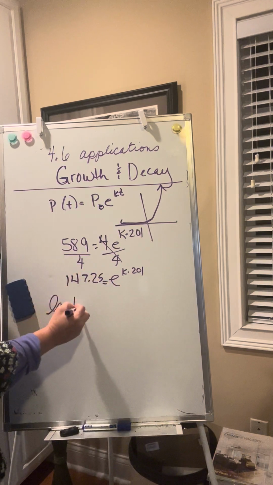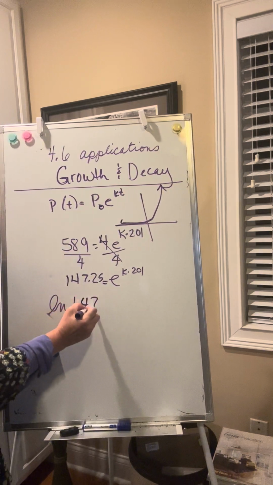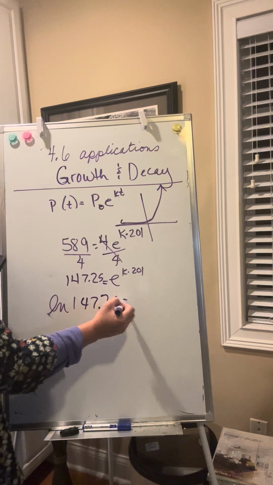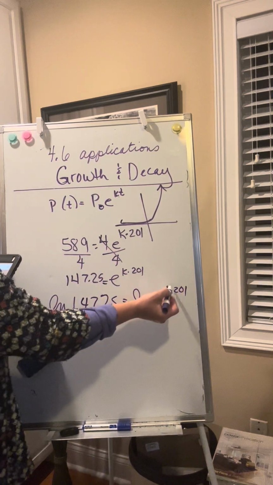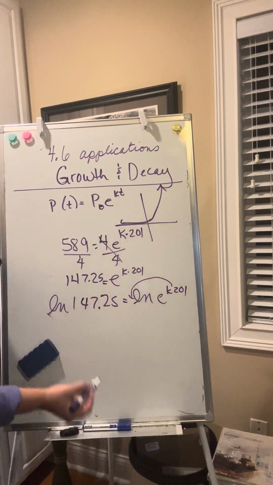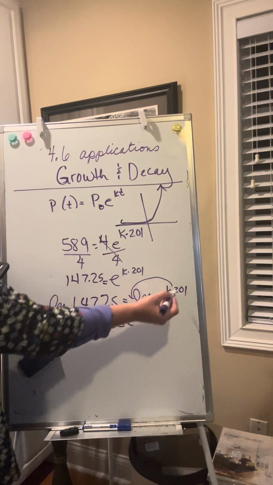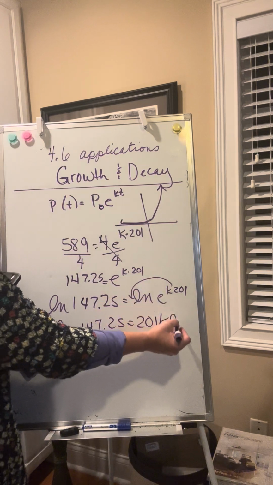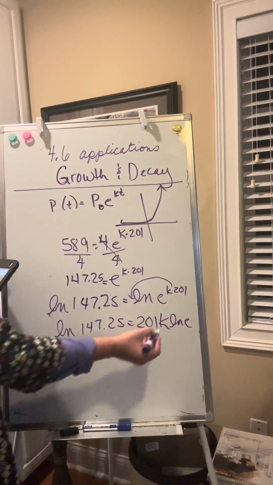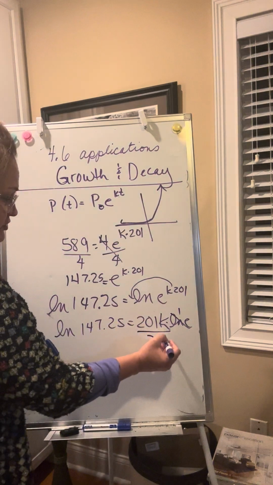So the log of this side. And then we take the log of this side. The reason we take the log is so the exponent comes down in front of that. So we have the log of 147.25 equals K201, or let's call it 201K. It looks better that way. Times ln of e. ln of e is 1, so that cancels out. Then to solve for K, we divide out the 201.